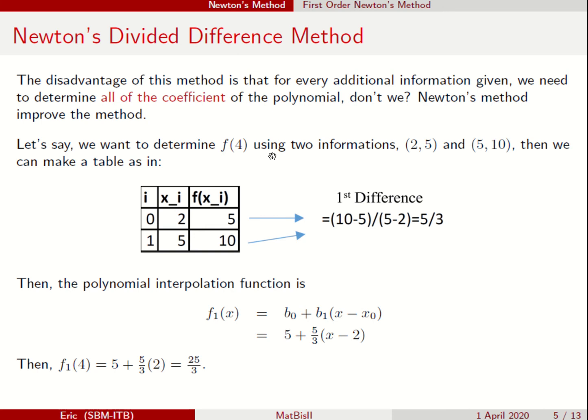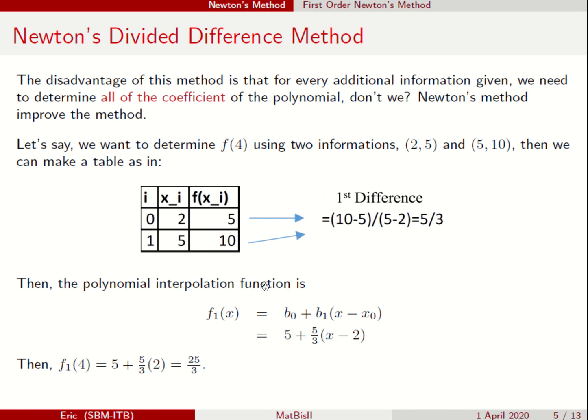So let's say we want to find f(4) using 2, 5 and 5, 10. Then what we usually do is make a table such as this. This is 0, 1, x0, 2, x1, 5, f at x0, 5, f at x1, that is 10. So I can find the first difference. What is the first difference? 10 minus 5 divided by 5 minus 2. That's what we usually call the Newton's divided difference. This will give you 5 over 3.